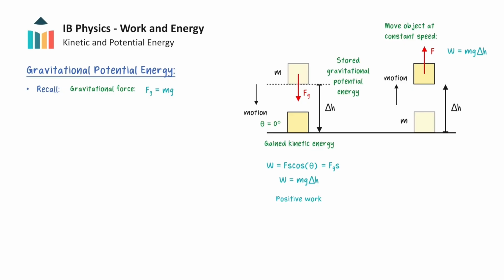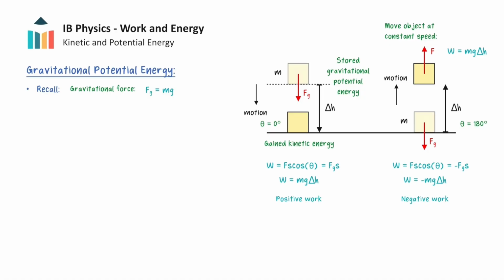This work does not become kinetic energy for the box because as it is lifted, the gravitational force acts opposite to the direction of motion. The angle between the gravitational force and the displacement will be 180 degrees. Cosine 180 degrees will be equal to -1, so gravity does an equal amount of negative work on the body as it is lifted.